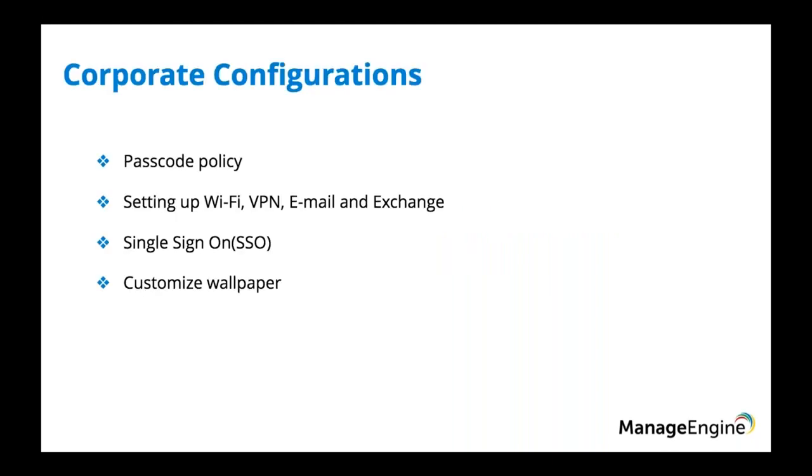The corporate configurations that we are going to see today are configuring a strong passcode policy and setting up basic profiles such as Wi-Fi, VPN, email, and Exchange. We're going to see how to set up a complex policy such as single sign-on very easily using MDM. And we're also going to see how to set up a wallpaper for your home screen and or lock screen. In case of corporate devices that act as your point of sale or digital signage devices, you would want your organization's logo or name to be displayed as a wallpaper. We'll see how all of it can be achieved.